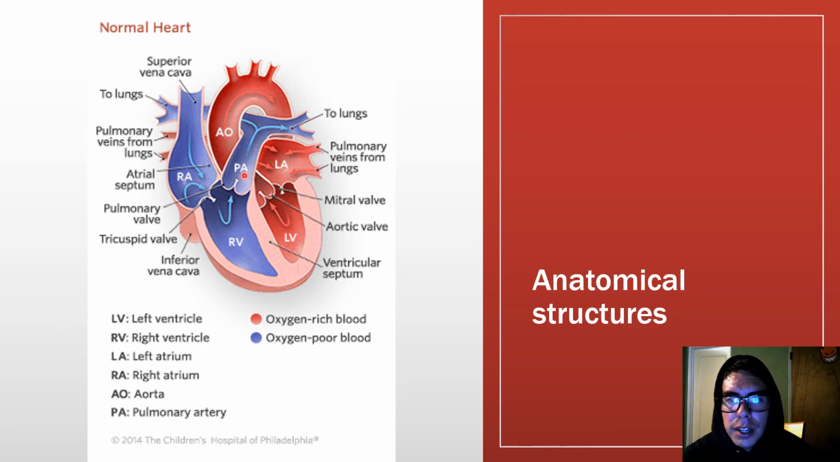When it goes out of here to your lungs to get oxygenated, that would count as an artery because it's going out of the heart, but it's carrying deoxygenated blood because it came from the right atrium, which gets blood from your body. So that's the only artery that's deoxygenated.